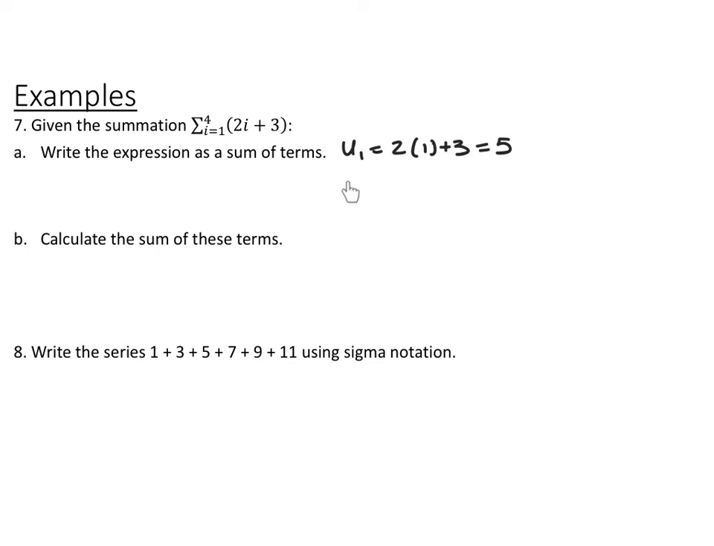So I found the first term here. I just plugged in 1 for i and got that to be 5. You want to do the same thing all the way up to 4 and then just write it in this type of expression. And then once you've done that, actually calculate the sum. So go ahead and pause the video and do number 7.